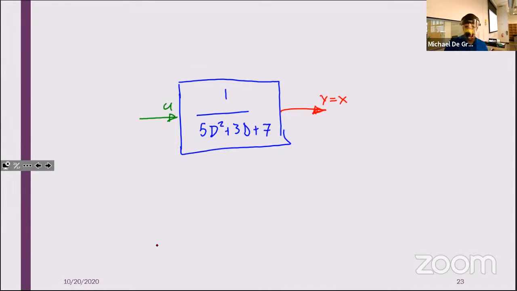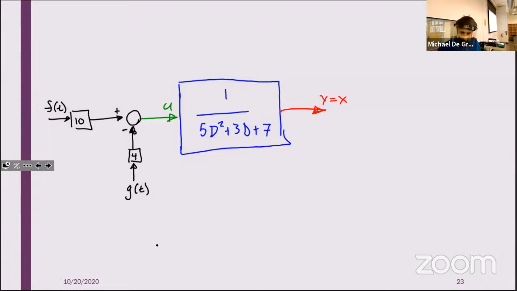But what was u? U is the sum of 10 times f, and here's f of t, times 10, minus 4 times g of t. That's our block diagram. You could draw this other ways too. You can break this down into the transfer function of x and the transfer function of g and draw the two transfer functions, see how they interplay, but we don't have to.